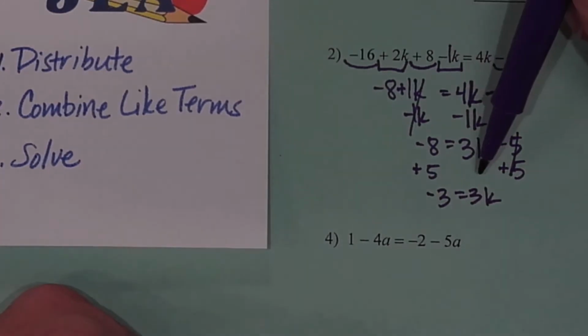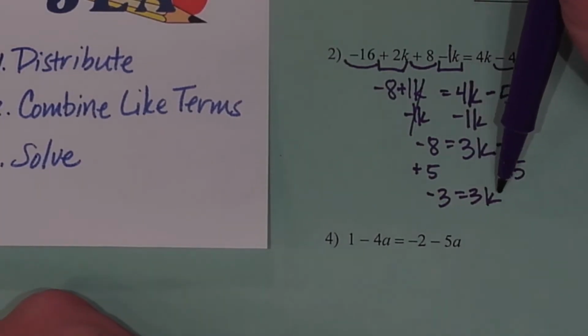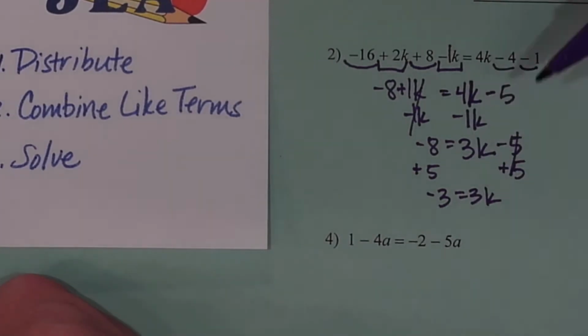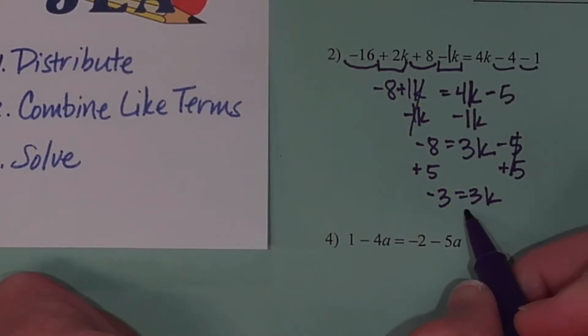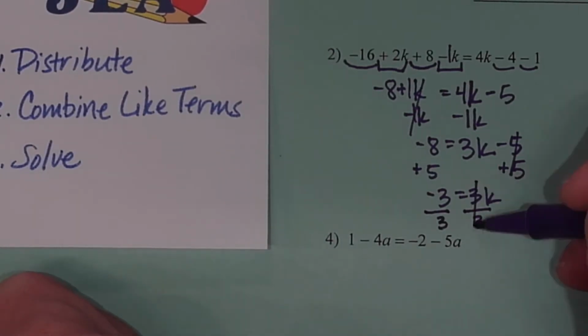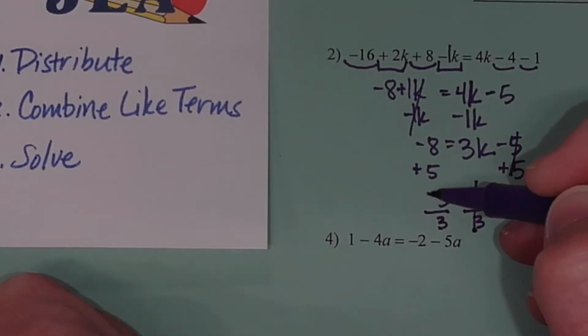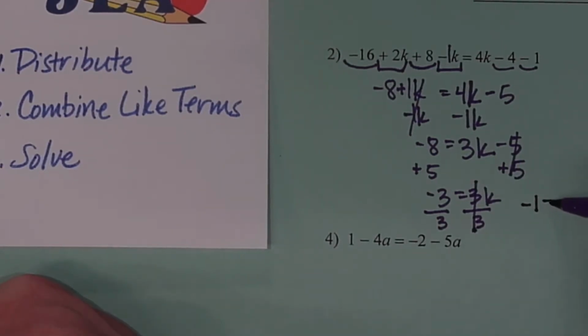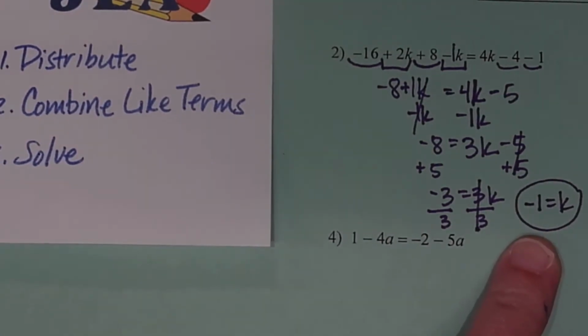And now finally we have to get rid of the 3 because it's the only thing left there with the k, and we do need to get that k by itself. So the 3 is multiplying by the k right now, and the opposite of multiplication is, ta-da, division. Let's do that to both sides. These cancel out, and we're left with negative 3 divided by 3, which is going to give us negative 1 equals, and all we have left over here is the k. So our answer is negative 1, and that's how you solve that one.